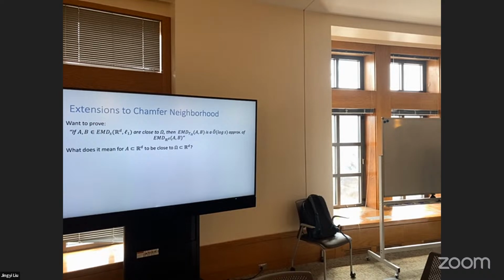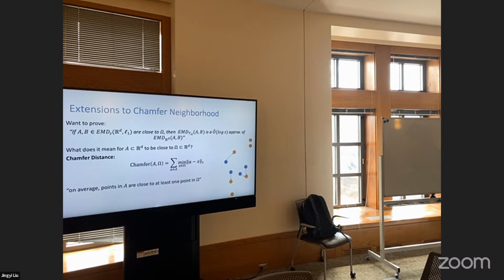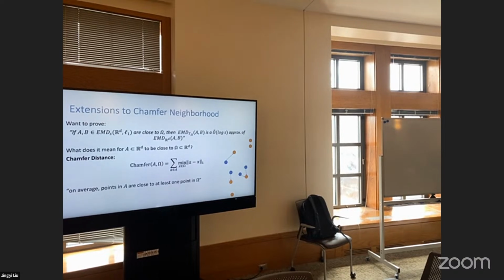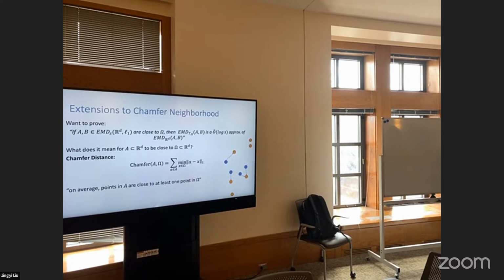So there's actually a distance that captures this. It's a relaxation of the earth mover distance. It's called the chamfer distance. So the chamfer distance is what you would get if you wrote down the LP for earth mover distance and you remove the matching constraint. It's a very simple metric. In fact, it's not a metric. It's not even symmetric, but it's a very simple object of study. It's used a lot in these NLP works. It just says for every point in A, find your nearest point in omega and sum up the distances. So it's basically looking at the average distance from a point in A to its nearest point in omega.